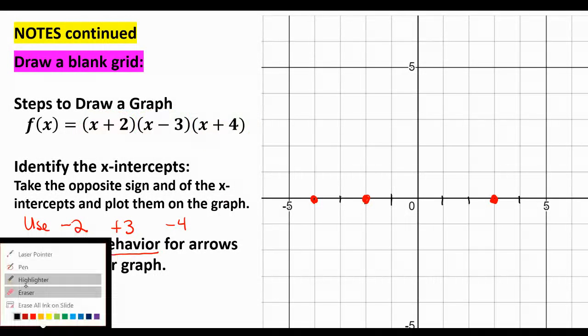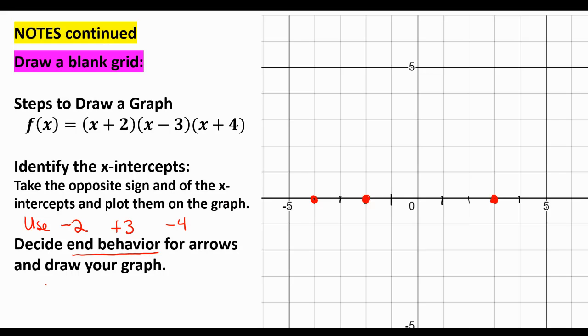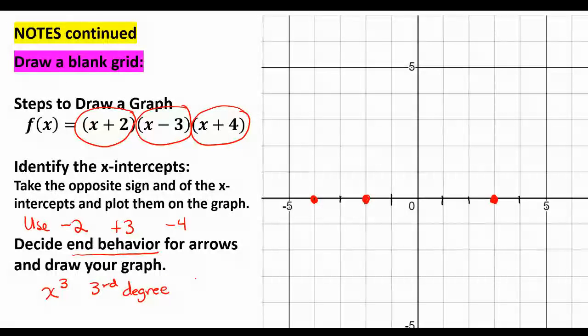This graph is a third degree. So this is an x to the third, or third degree. How do you know that? It's because you have 1, 2, 3 parentheses. So with a third degree, the odds were 1 arrow up, 1 arrow down. So we know that this arrow is going to be down and this arrow is going to be up.